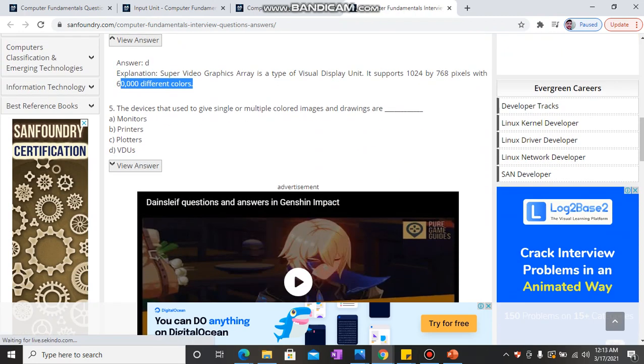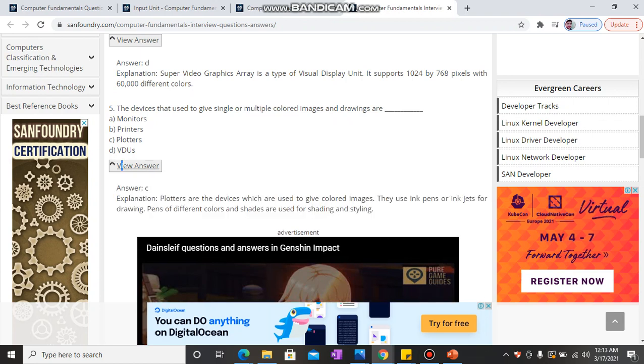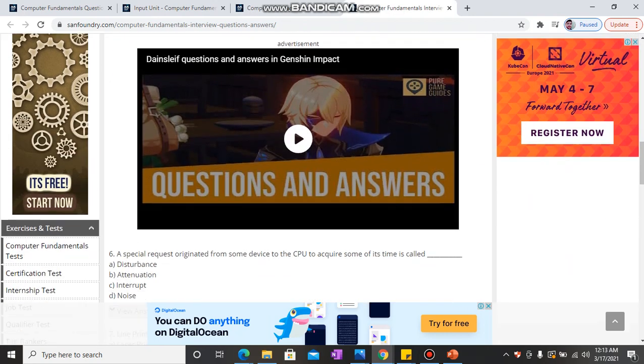Wow. Okay, we have another question. Question number 5: the device that is used to give single or multiple colored images and drawings is C, plotters. Explanation: plotters are devices which are used to give colored images. They use ink pens or ink jets for drawing, with pens of different colors used for shading and styling.